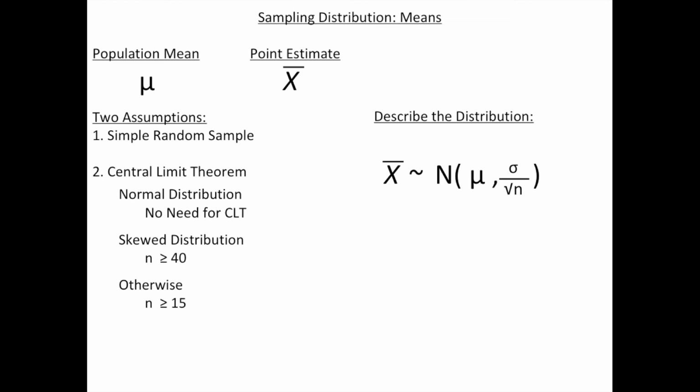So when you describe x bar, you now have the center and the spread covered, and because it's normally distributed, you're covering the shape and the unusual features. So this is all you need to describe the distribution. And one thing to note, there is no calculator method for this problem, so anytime you describe the distribution, you just need to use the formulas to plug in your mean and standard deviation.